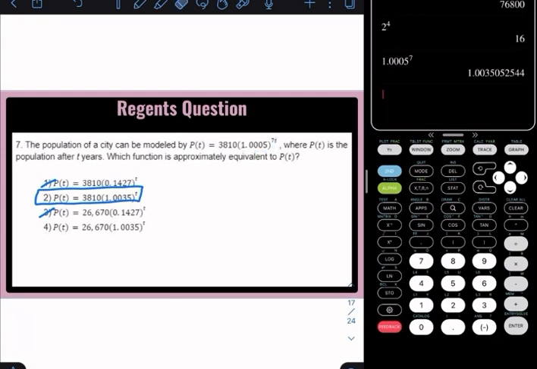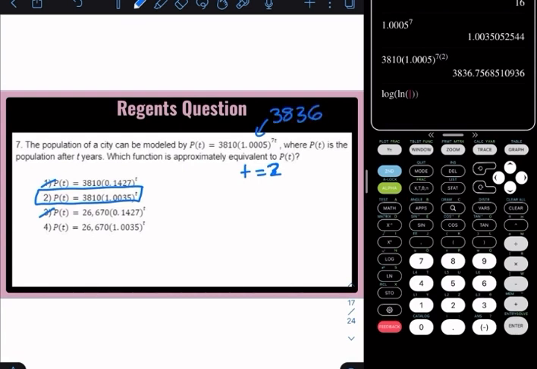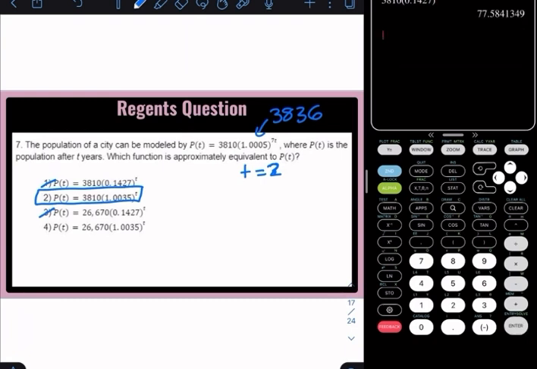We're going to make t equal to 2, and let's see what we get. 3,810 parentheses 1.0005 raised to the 7 times t, which is going to be 2, and that equals 3,836. If you try the first answer choice, you would get 3,810 parentheses 0.1427, and you're going to make t equal to 2. Not the same. Let's try number 2, 3,810 parentheses 1.0035, and let's make the exponent 2. Hey, that is the same, so it's answer choice 2.